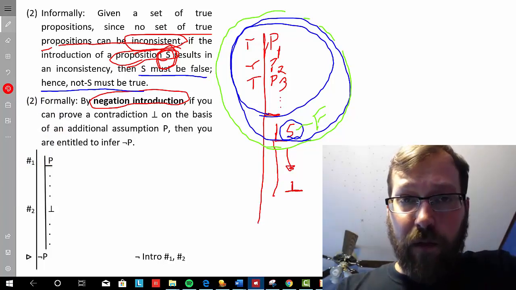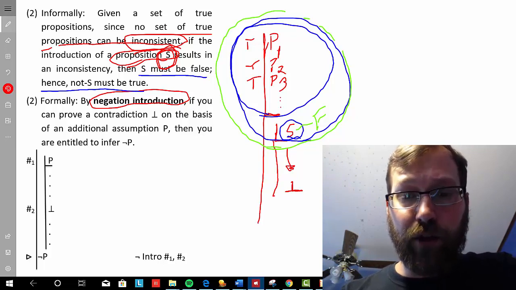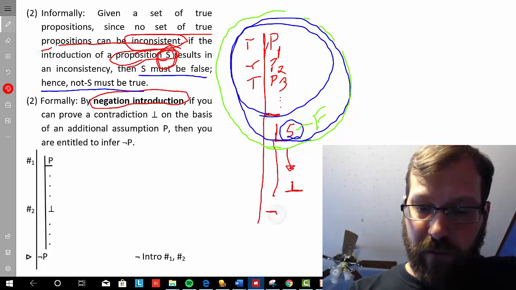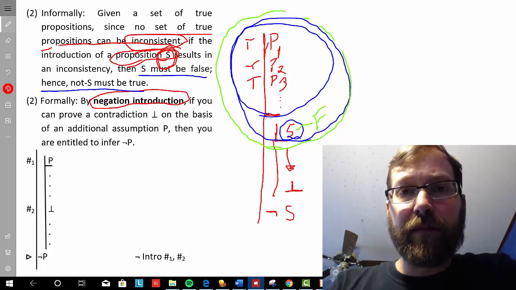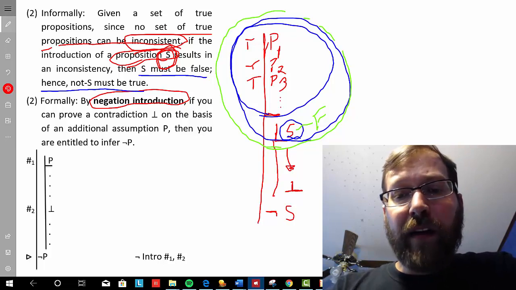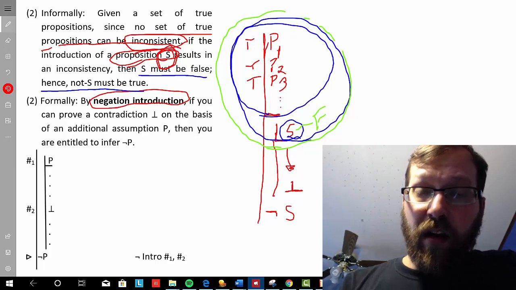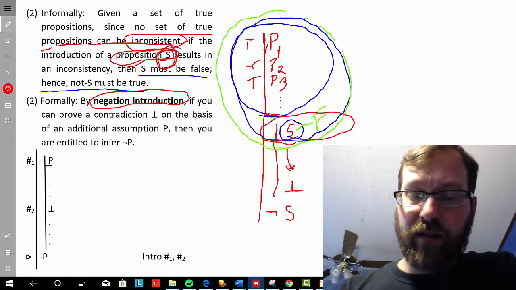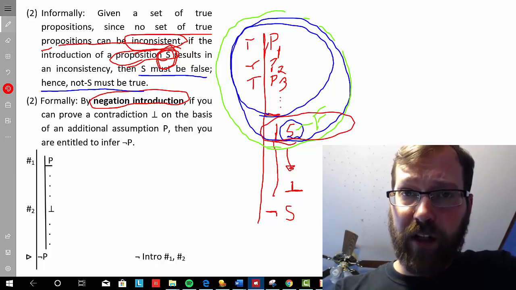And of course, if S is false, then if we put a negation in front of S, we flip the value to true. So we get to validly infer not the case S. So one way to think about what we're doing here is by us introducing a proposition for the purposes of negation introduction, or proof by contradiction, or indirect proof.